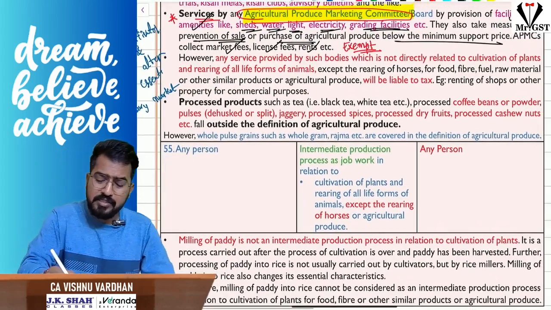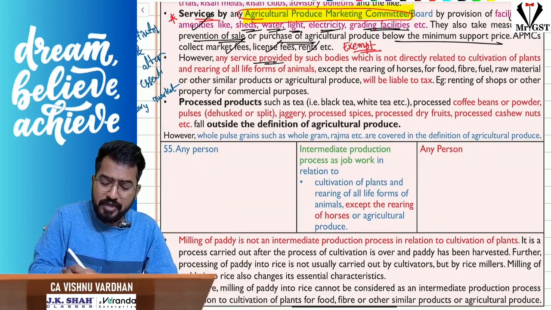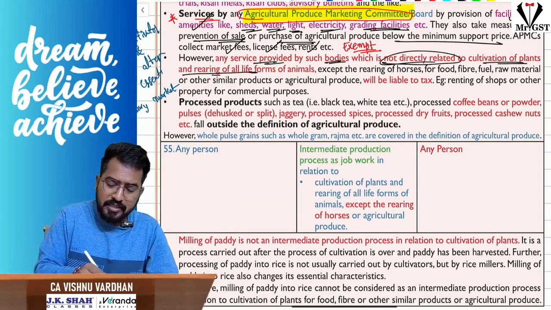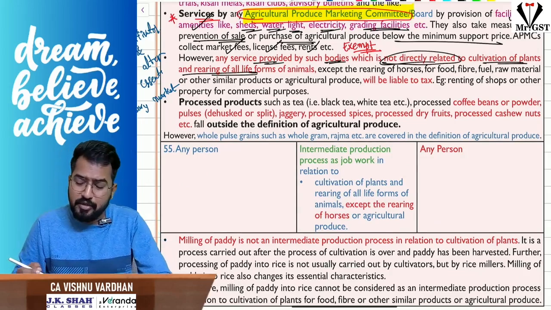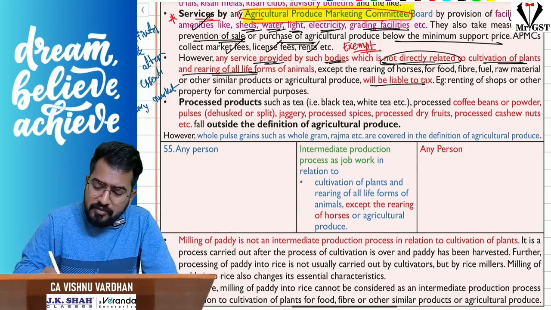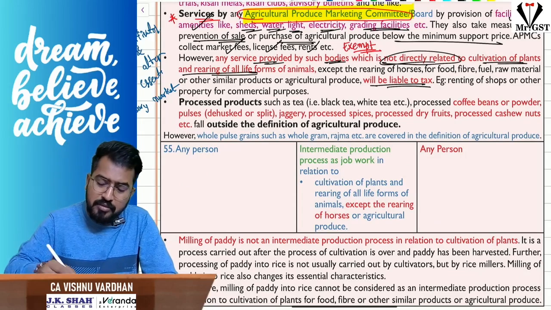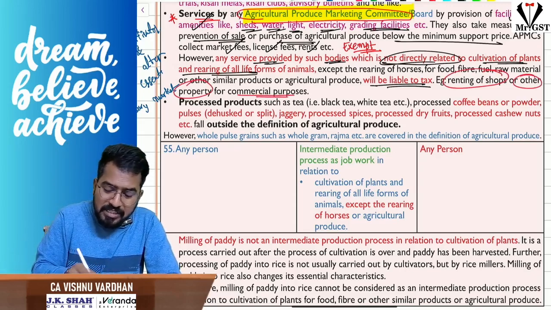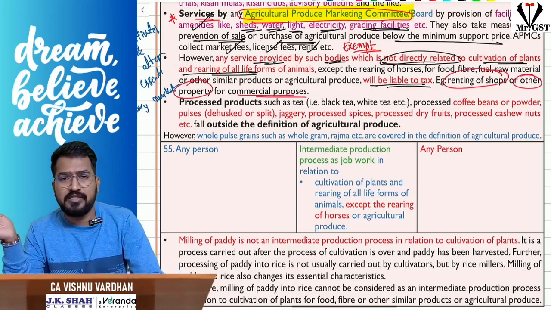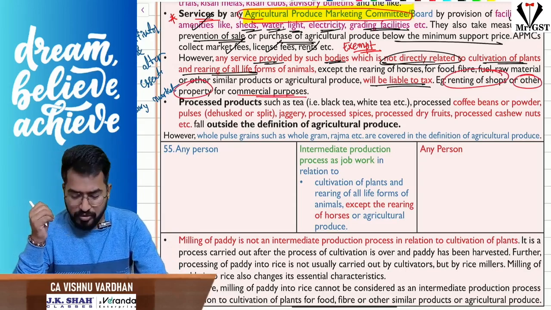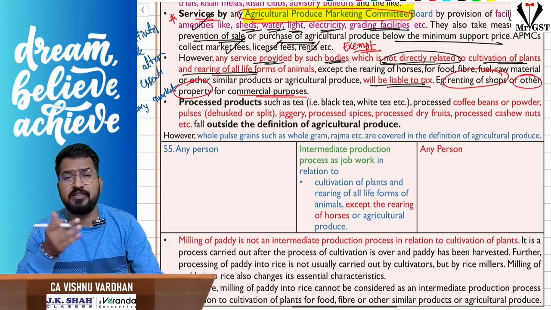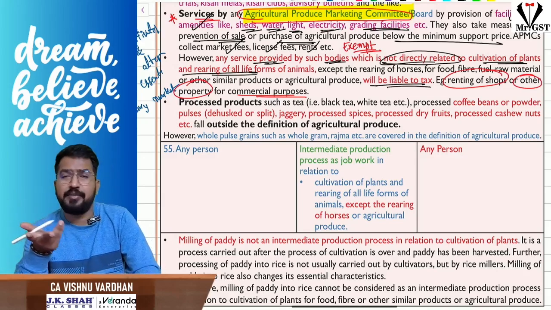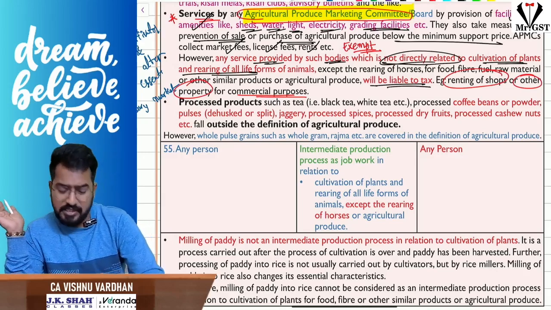But one interesting point is, sir, if the services provided by such bodies are not directly related to cultivation of plants and rearing of life forms of animals, except rearing of horses, then obviously it will be taxable. Example, renting of shops or other properties for commercial purpose, not generally for sale or purchase of agricultural produce, but for any other. They might have some revenue, some commercial properties. If they are renting all that, APMC, all these people, that is taxable.